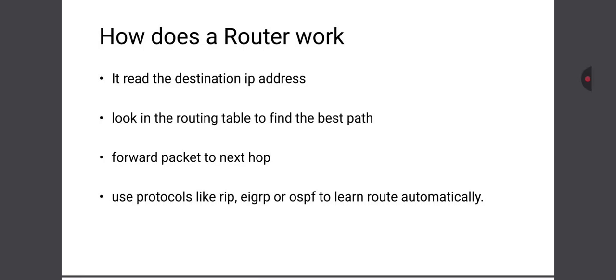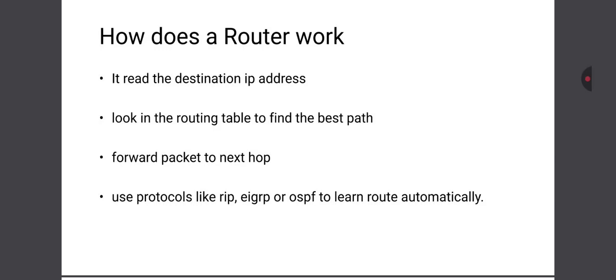How does a router work? Everything is written here, which I discussed also. It reads the destination IP address. It is the first thing that a router does. Afterwards, it looks in the routing table to find the best path for that IP address. After that, it forwards it to the next hop. Hop refers to a router itself. In networking terms, a hop is always a device. So you can always refer to a hop as a device.